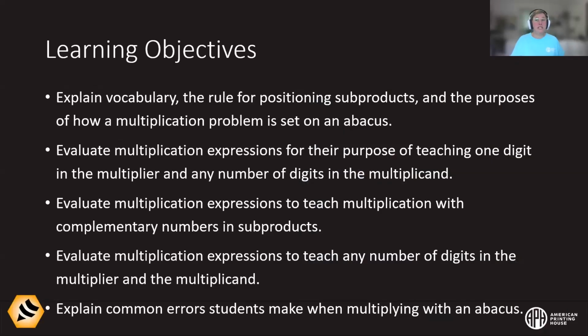Our learning objectives for today. We are here for 2 hours. Learning objectives: explain vocabulary, the rules for positioning subproducts, and the purposes of how a multiplication problem is set on an abacus. We're going to evaluate multiplication expressions for their purpose of teaching one digit in the multiplier and any number of digits in the multiplicand. Evaluate multiplication expressions to teach multiplication with complementary numbers in subproducts. Evaluate multiplication expressions to teach any number of digits in the multiplier and multiplicand. And explain common errors students make when multiplying with an abacus.